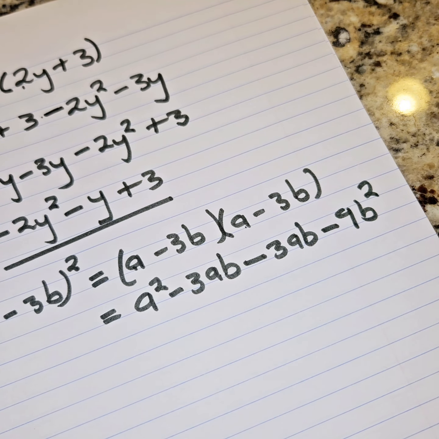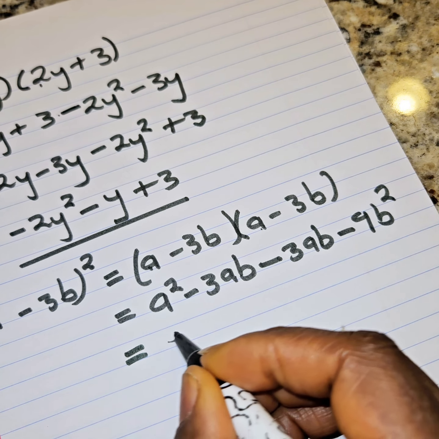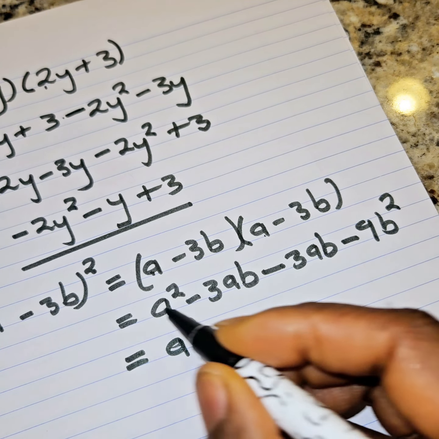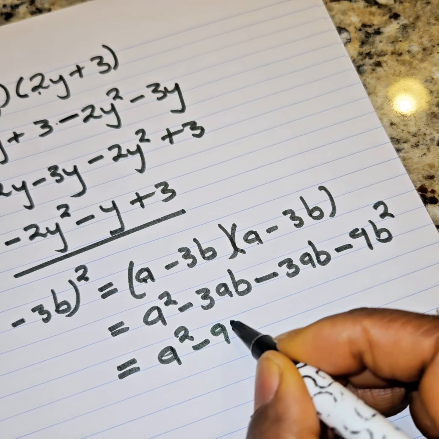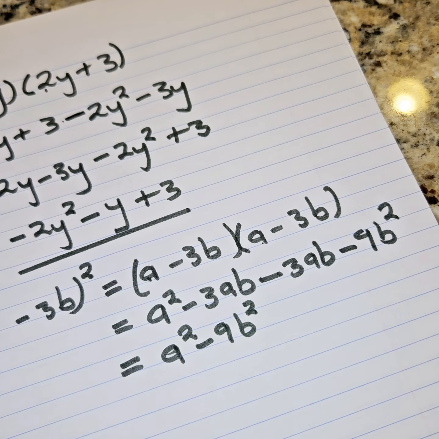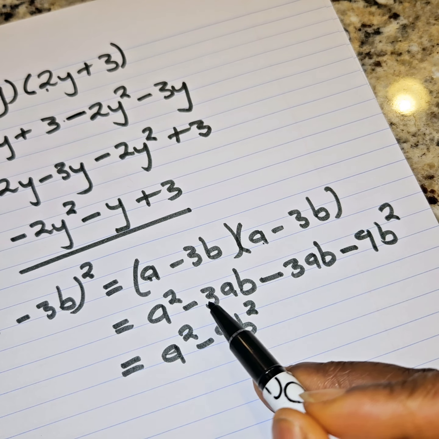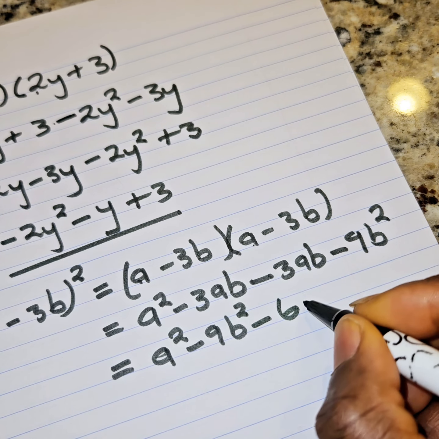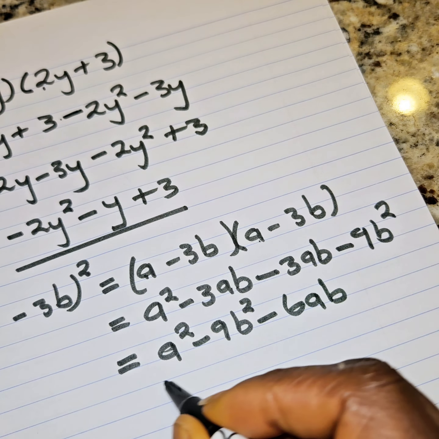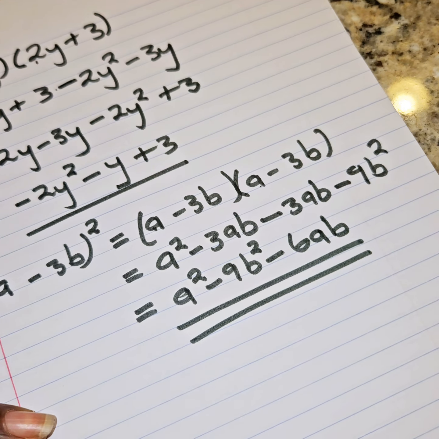Now I'm going to bring the like terms together. I have a squared, that's the only term in a squared, and I'll bring plus 9b squared. I have minus 3ab, minus 3ab, is minus 3 minus 3 is minus 6ab. That is the solution.